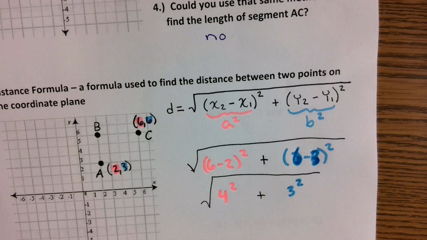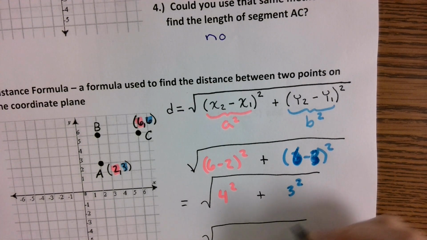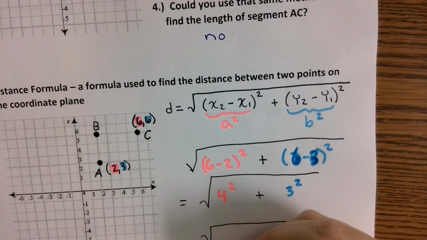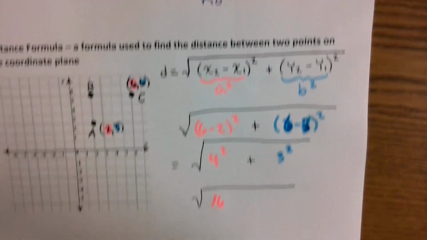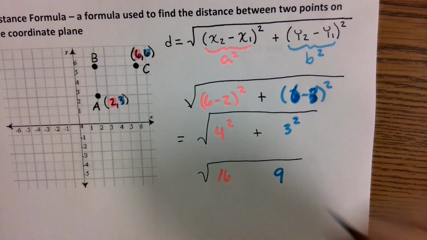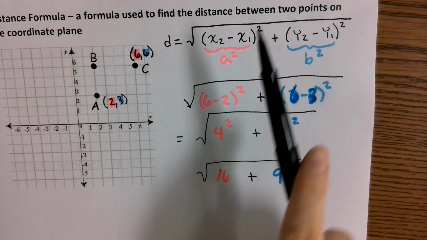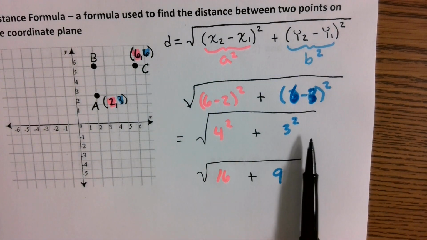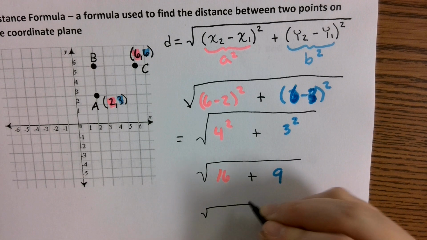Okay, what is 4 squared going to equal? 16. What is 3 squared going to equal? 9. I'm coming down. Okay. So like I said before, you're going to take the difference, which is what we did. You're going to square. Now we're going to add. What do we get when we add that together? 25.